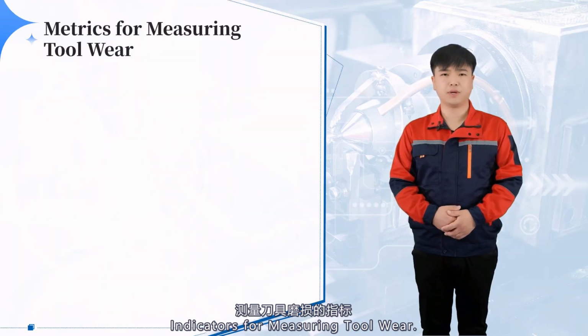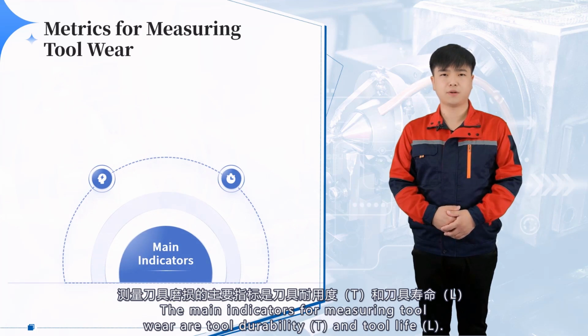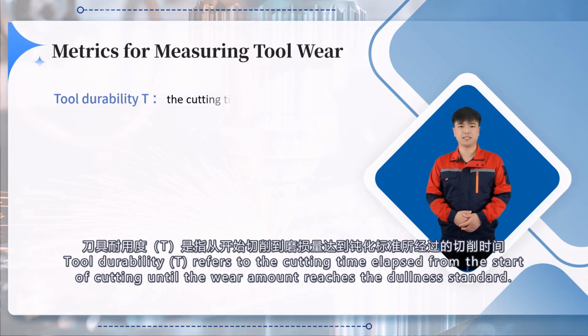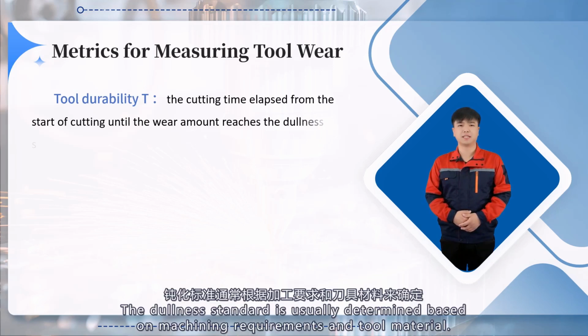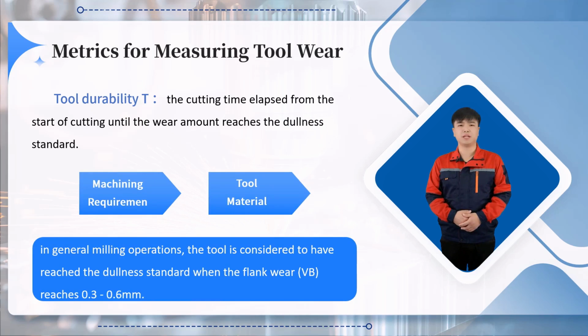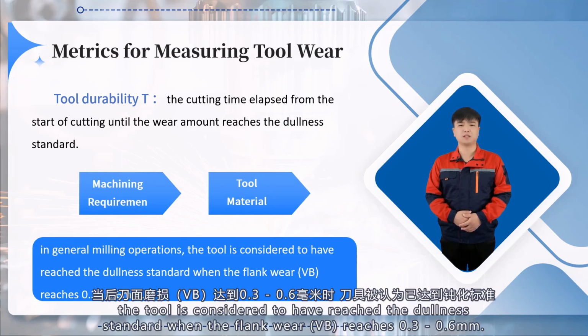Indicators for measuring tool wear. The main indicators for measuring tool wear are tool durability, T, and tool life, L. Tool durability, T, refers to the cutting time elapsed from the start of cutting until the wear amount reaches the dullness standard. The dullness standard is usually determined based on machining requirements and the tool material. For example, in general milling operations, the tool is considered to have reached the dullness standard when the flank wear VB reaches 0.3 to 0.6 mm.